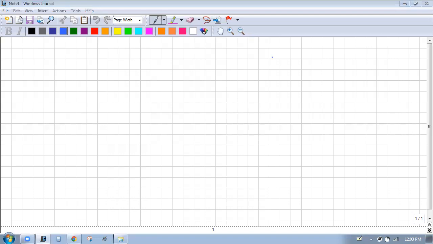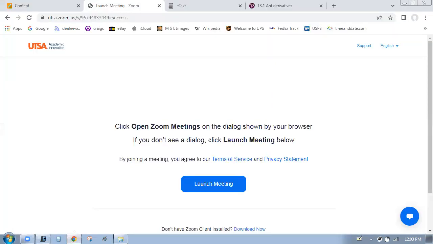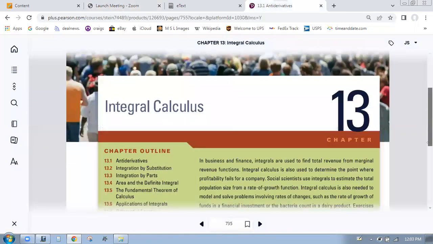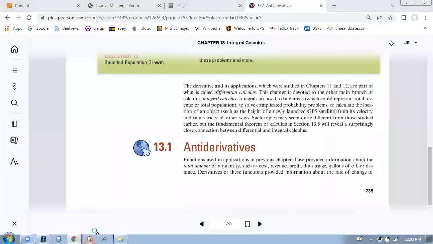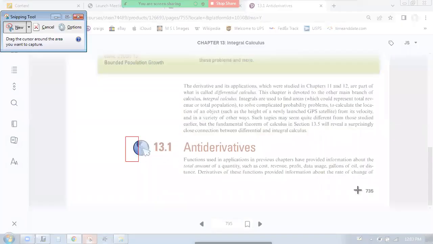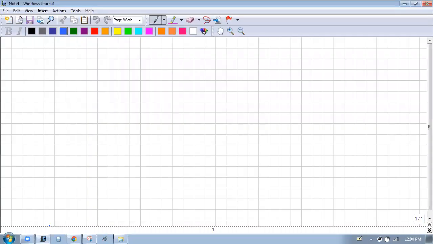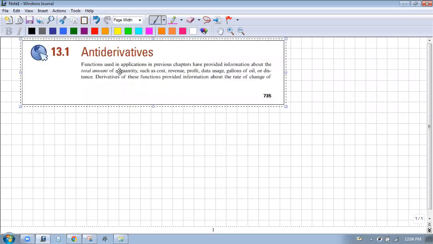So we have approval for everybody on the exam. Great. All right, so we are moving on to chapter 13, 13.1, 13.2, antiderivatives. This is going to be easy. It's just the opposite of a derivative.